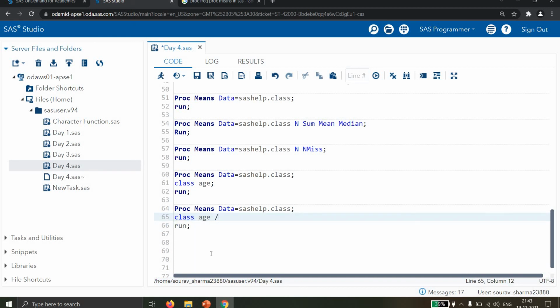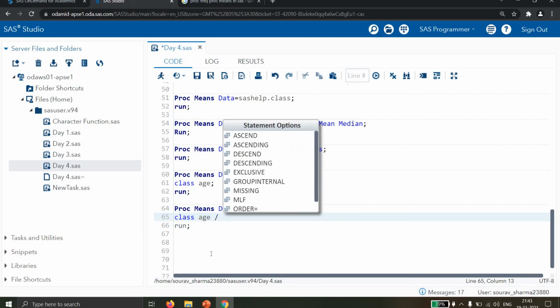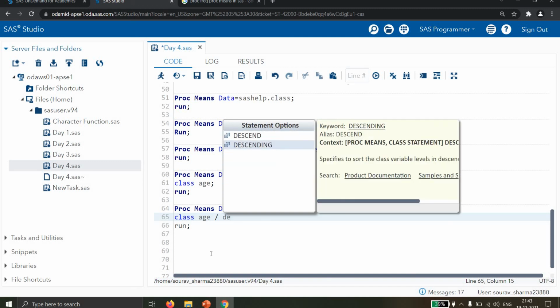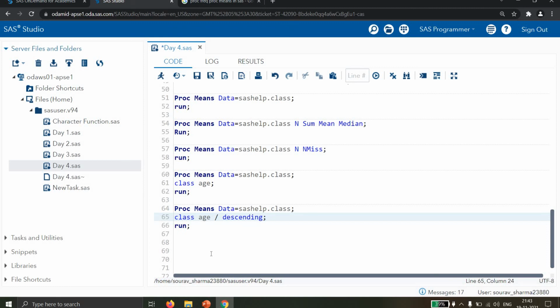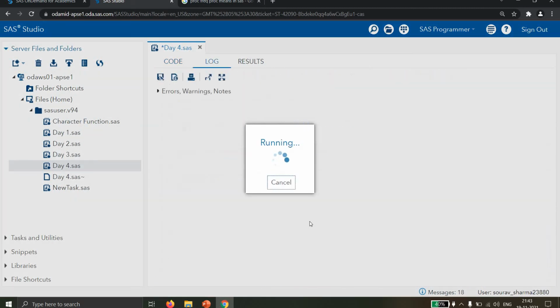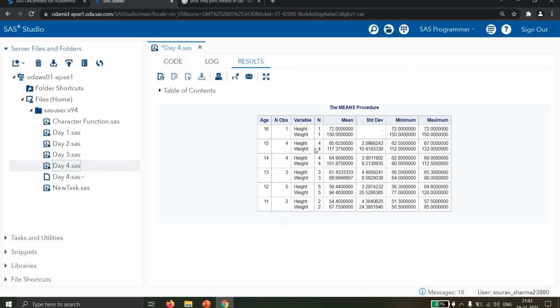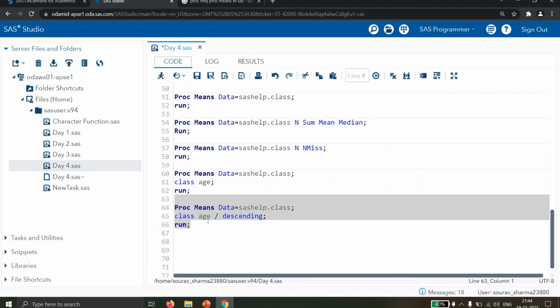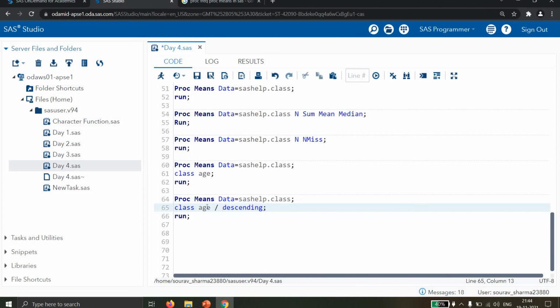Now what I'm looking for is descending order. If you're looking for ascending, you need to write ascending. By default it gives ascending. If you're looking for descending, you need to write descending. So now we have the descending order. First is the higher age, then the lower. So this is proc means, slash, you need to write descending.